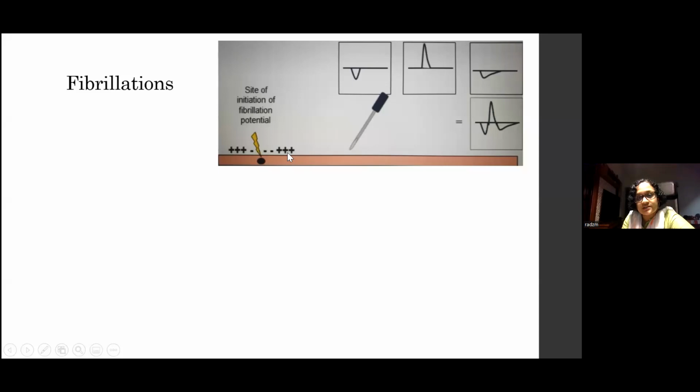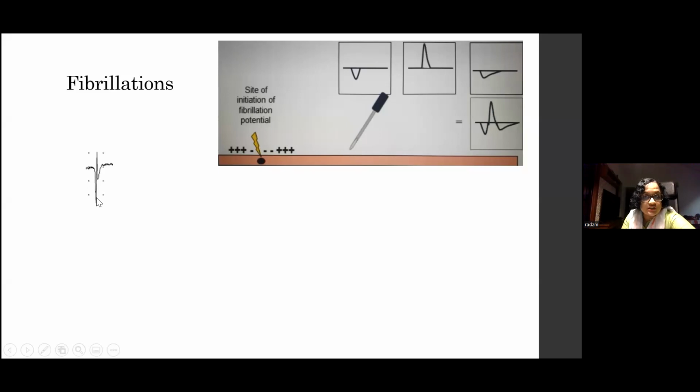So as the potential starts moving towards the needle, first the needle records positive. So you get a positive deflection here. Then as the potential goes under the needle here, you get a negative deflection. And then as the potential passes your needle and goes away, you get a positive again. So that's why you get a positive, negative, and a positive. So this is what it looks like.